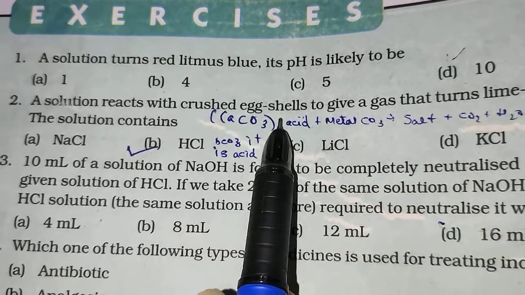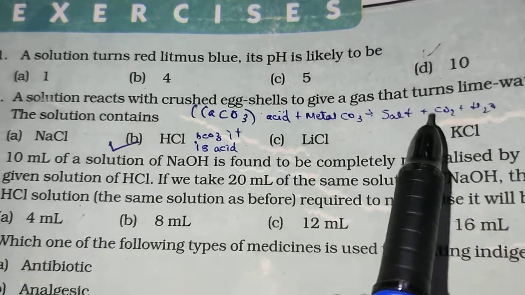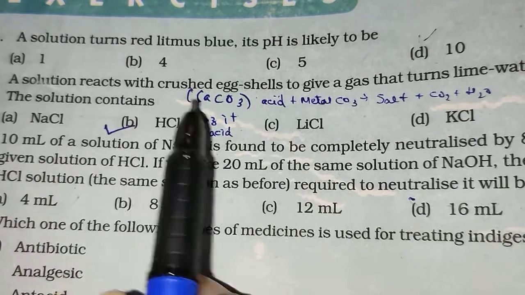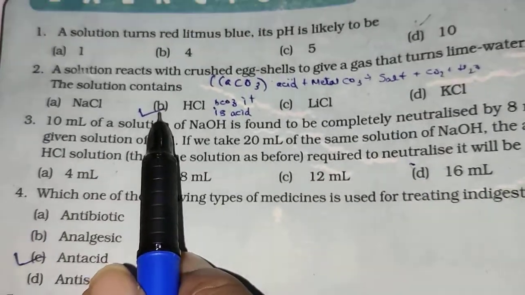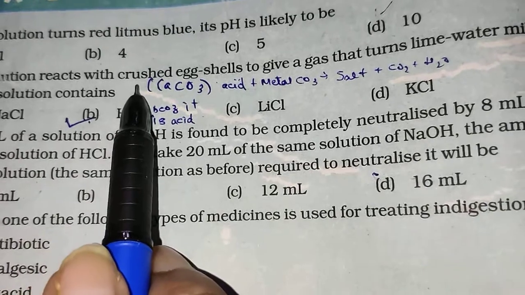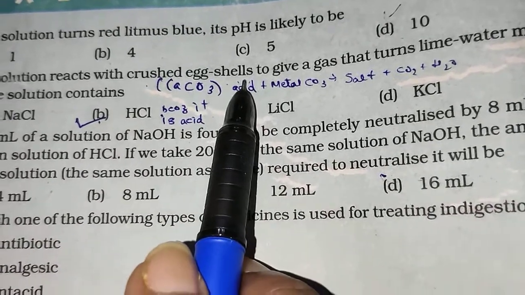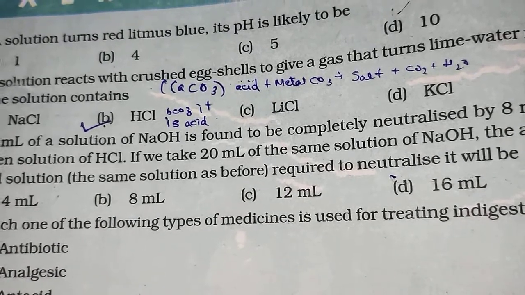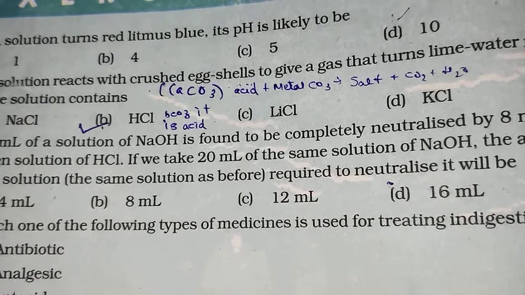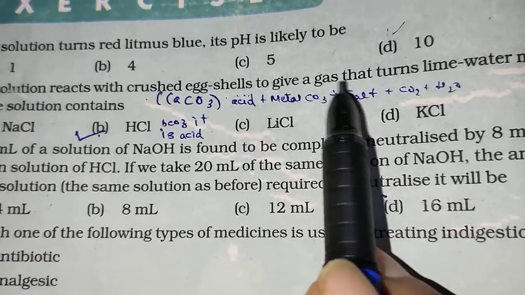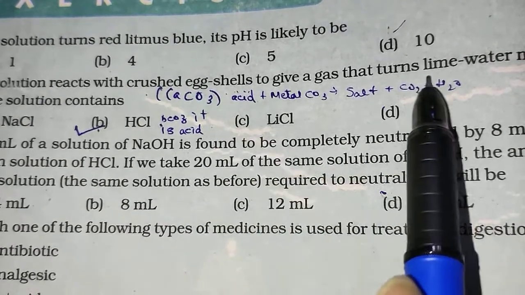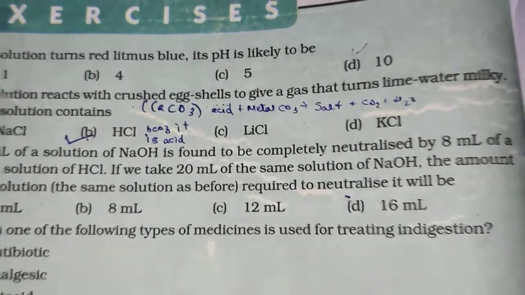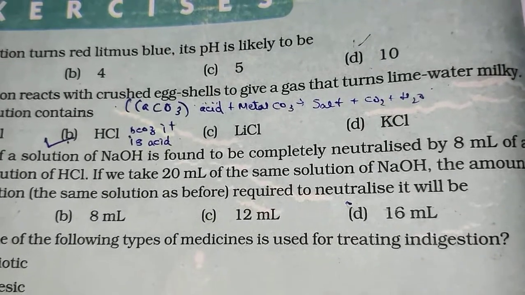Next, a solution reacts with crushed egg shells to give a gas that turns lime water milky. This solution contains HCl. But how can you know that this is HCl? You see, crushed egg shells mean egg shells contain calcium carbonate. I have already mentioned that the egg shell contains calcium carbonate, so whenever calcium carbonate reacts with HCl, it will give a gas that turns lime water milky.